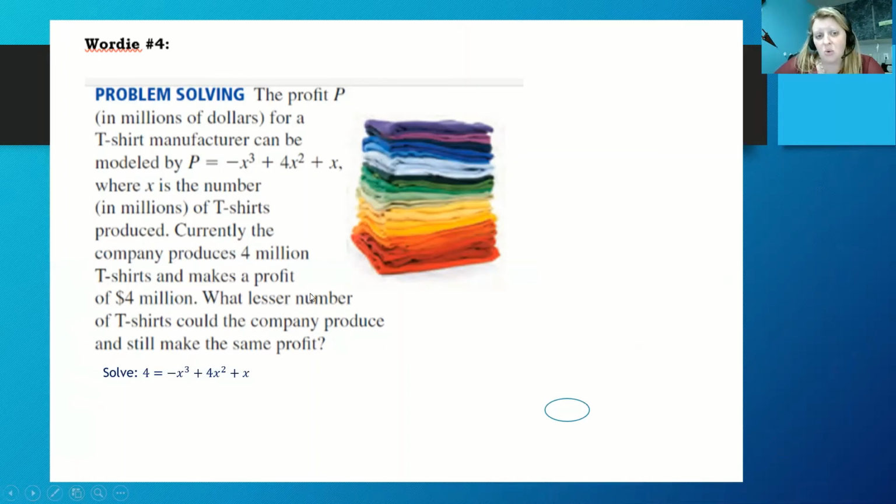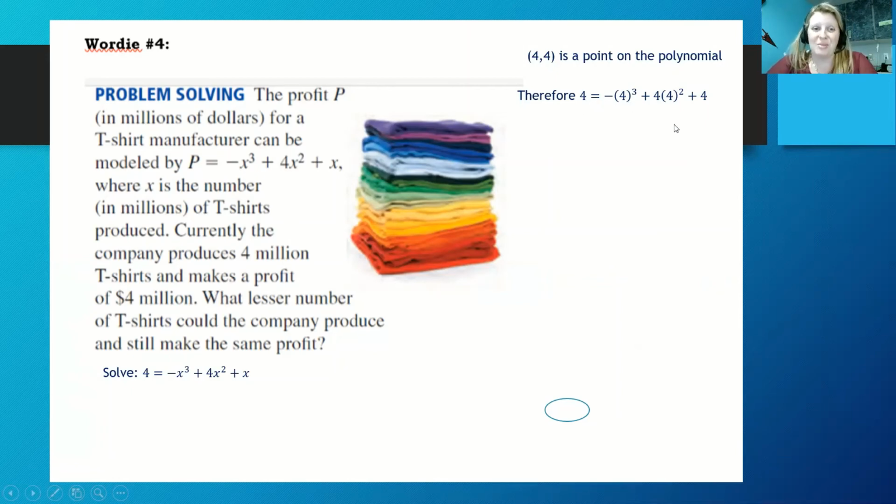They want to know what other number of t-shirts could you make, but still make $4 million. So really, they're asking you to solve this equation. They're asking for what value of X will you get 4? Well, they already told you, hey, if you plug 4 in, you get 4 out. 4 million t-shirts makes $4 million. So you know that that's already a point that's on the function. So in other words, if you put 4 in for X, you get 4 for Y. They're telling you there's another number you can plug in for X and still get 4 for Y. There might be 2 more numbers that you can plug in.